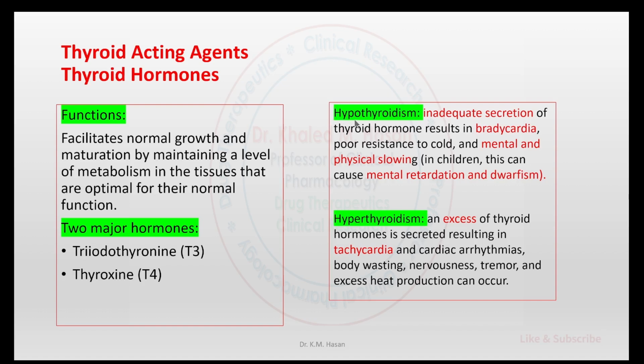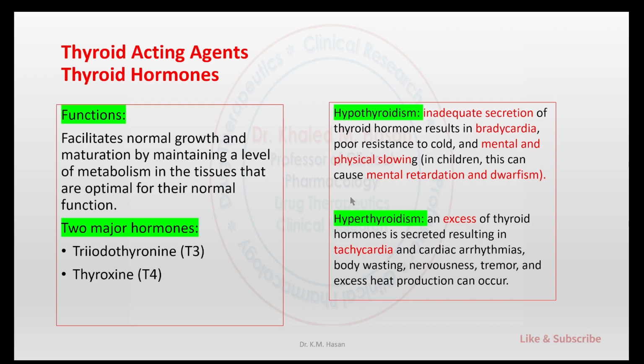Hypothyroidism: the term hypo means deficiency, decrease. Hypothyroidism is associated with inadequate secretion of thyroid hormone, and the patient with hypothyroidism suffers from bradycardia, poor resistance to the cold, mental and physical slowing, and mental retardation in children. Sometimes we see children suffer from dwarfism if this case is not diagnosed early during childhood.